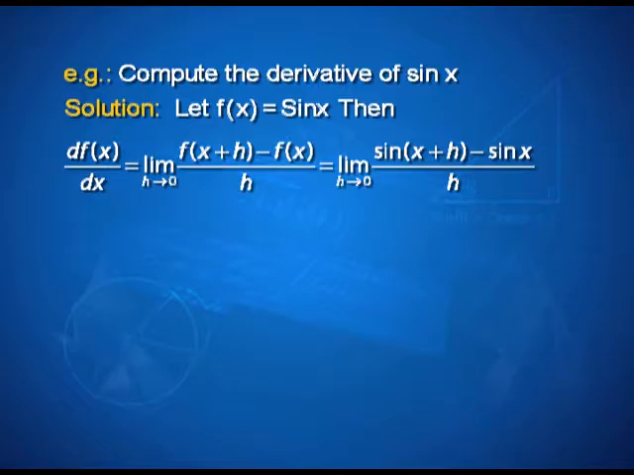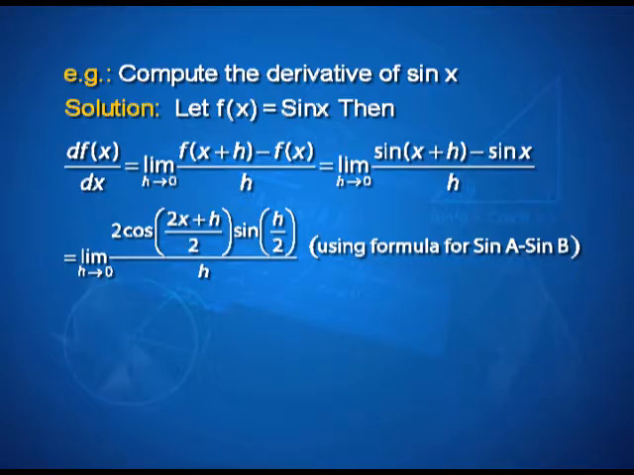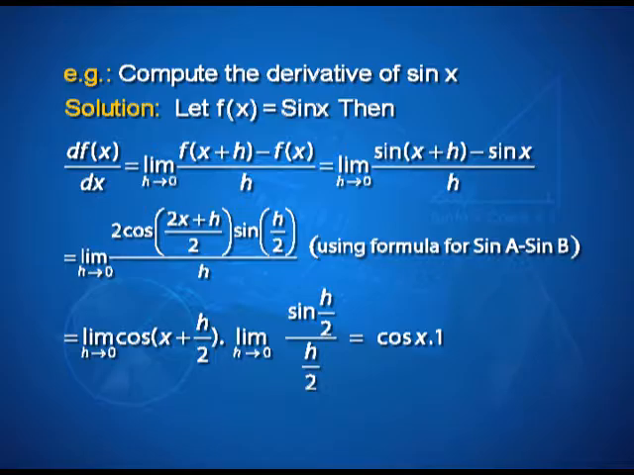Here we use the formula of sin a minus sin b, and this can be simplified as limit 2 cos of 2x plus h upon 2 into sin h upon 2 upon h as h tends to 0, which can be simplified as limit cos of x plus h upon 2 into limit sin h upon 2 upon h upon 2 as h tends to 0. Here this is equal to cos x into 1, which is obviously equal to cos x.